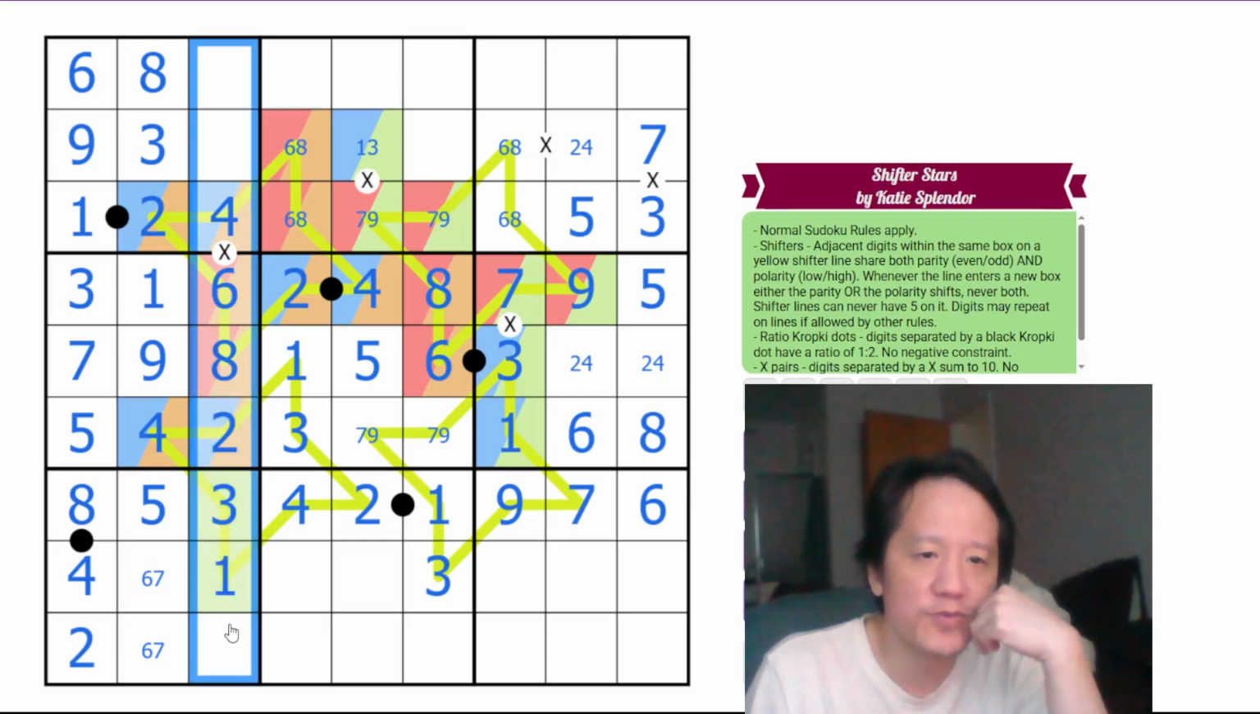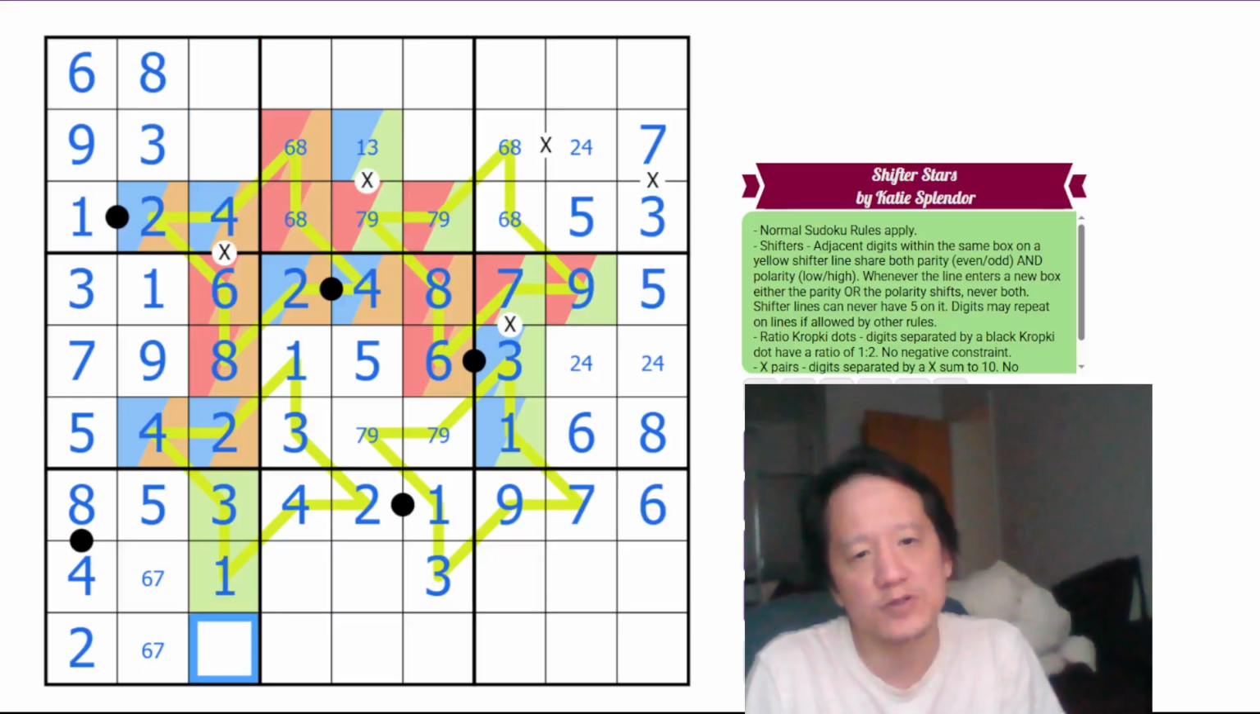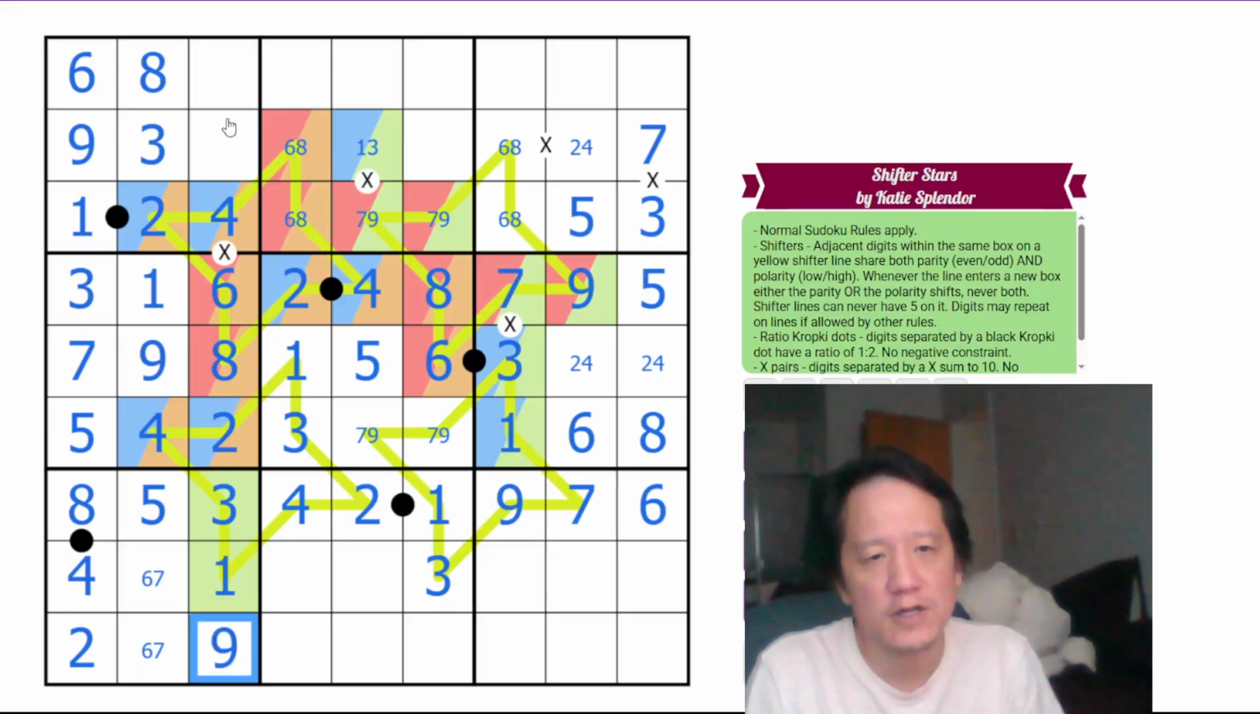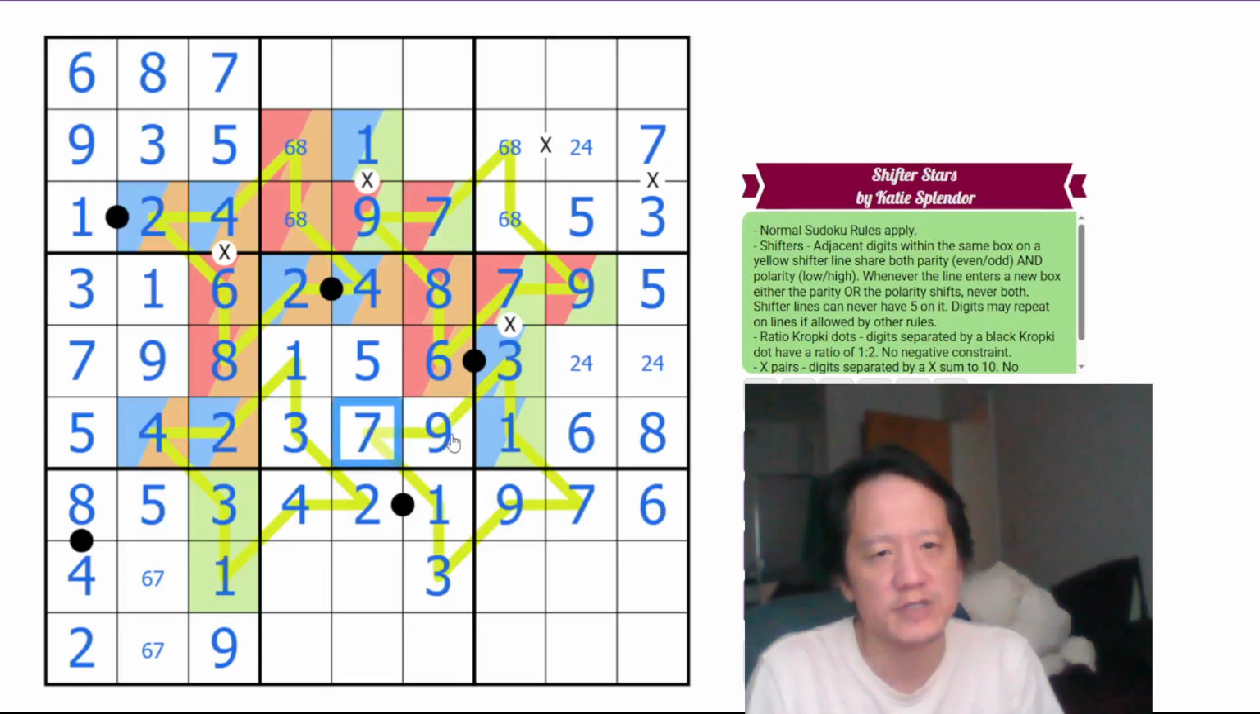In column 3, we're missing 5, 7, and 9. 9 can't be here, so this must be a 9 here. This can't be 7 because of the 7 in the row. So this must be 5. This is 7. The 3 eliminates 3 here. So this is 1 and 9, which makes this a 7. That makes this 9, which makes that 7.